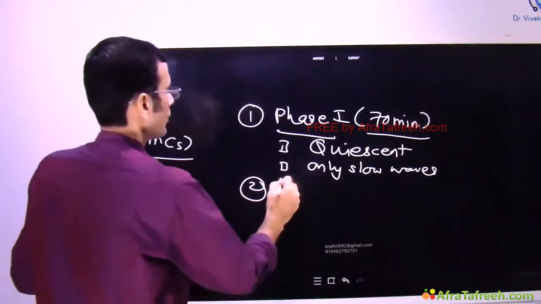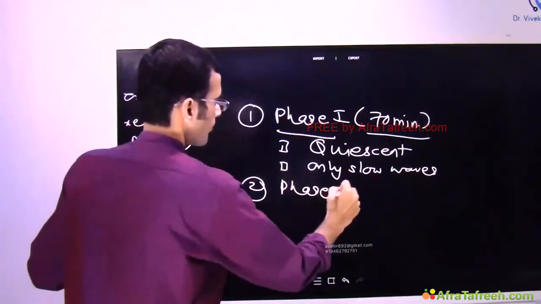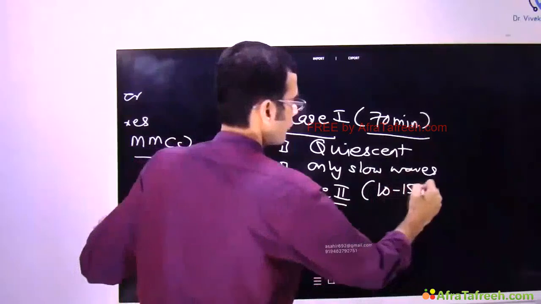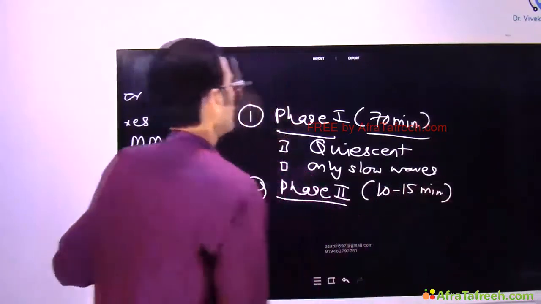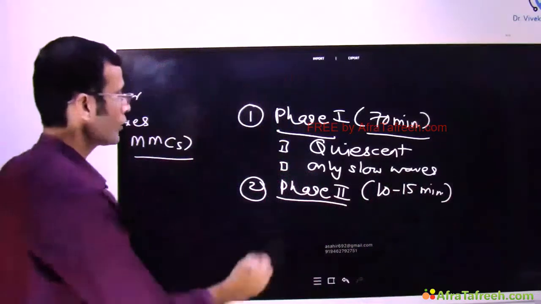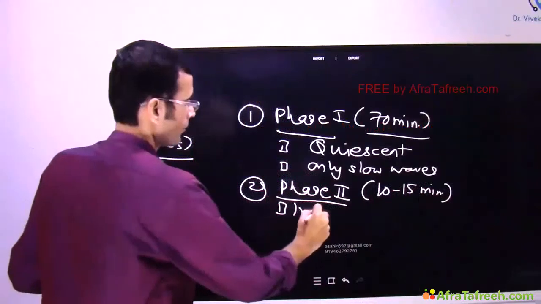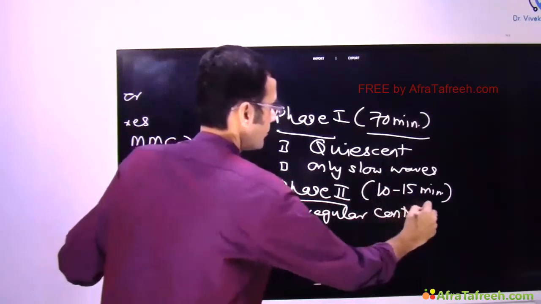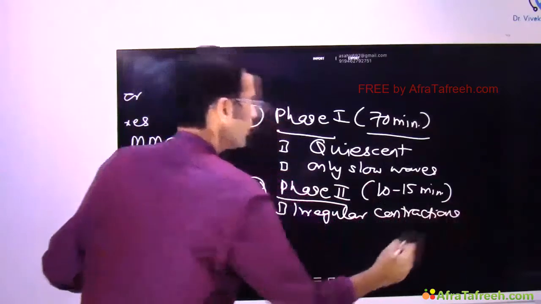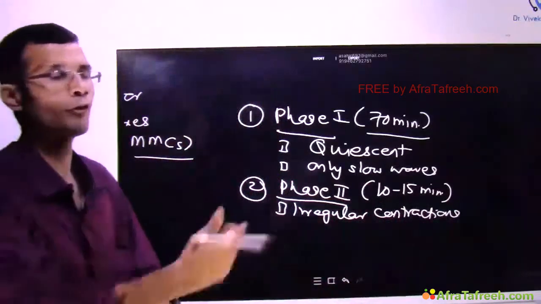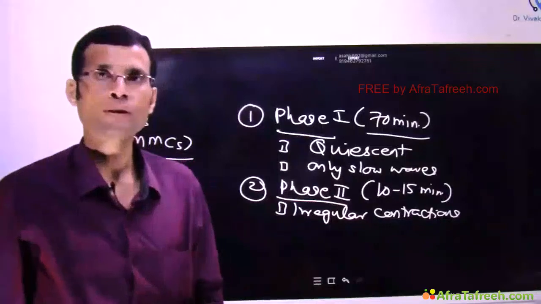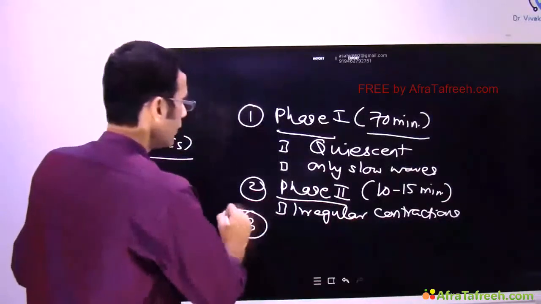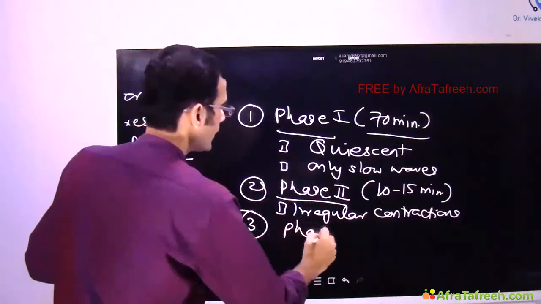Second, phase 2, it's about the next 10 to 15 minutes. Now the irregular contractions will start. Irregular contractions will start. Means some slow waves will be quiescent, not followed by contractions. Some slow waves will be followed by contractions.